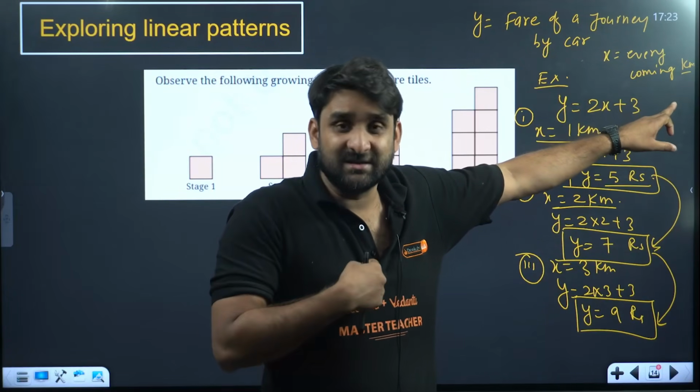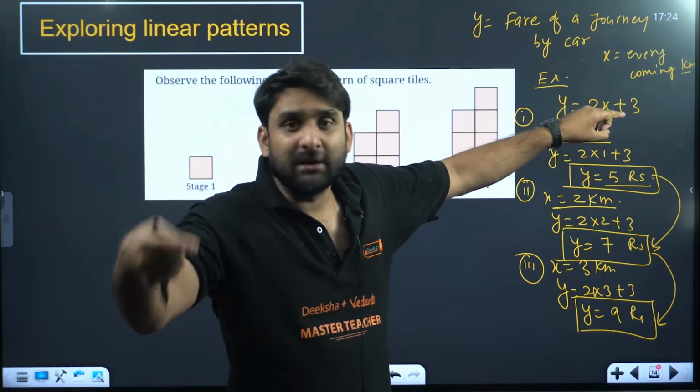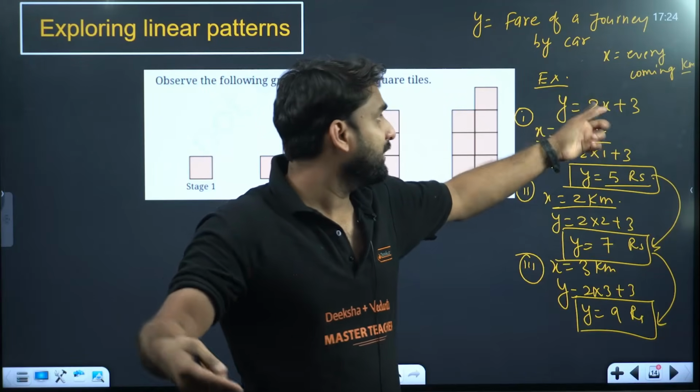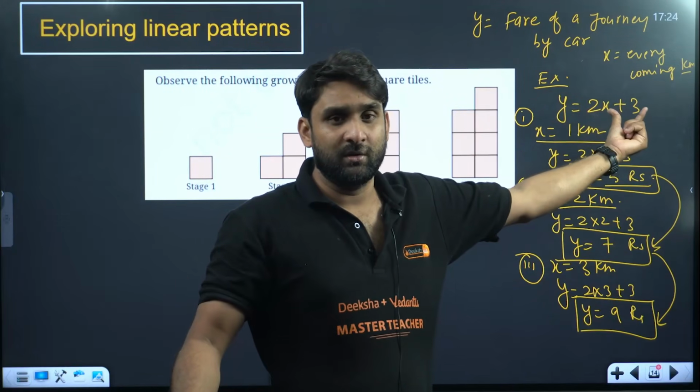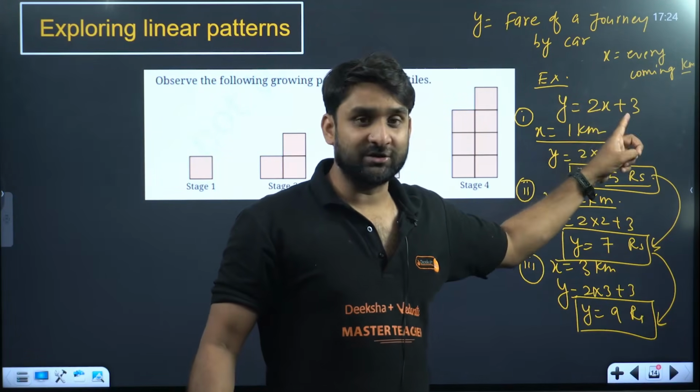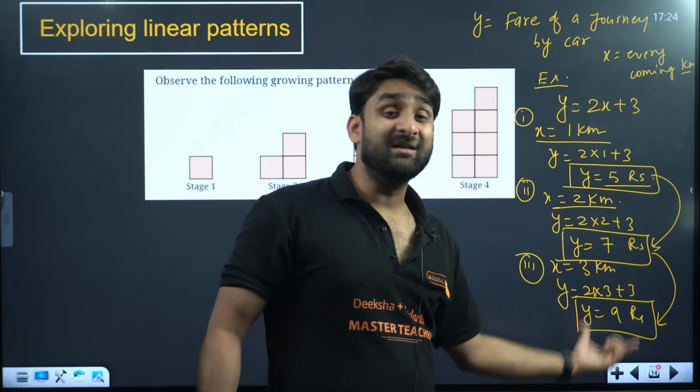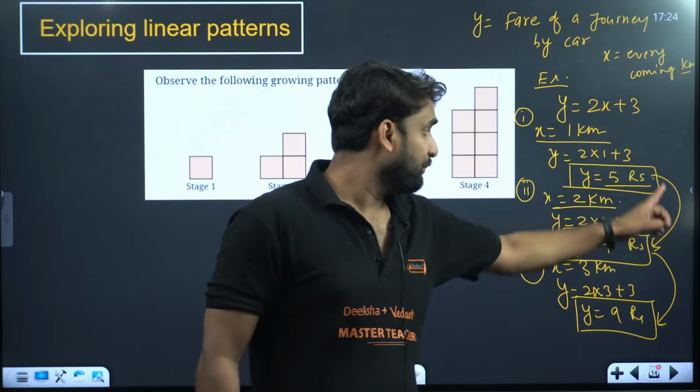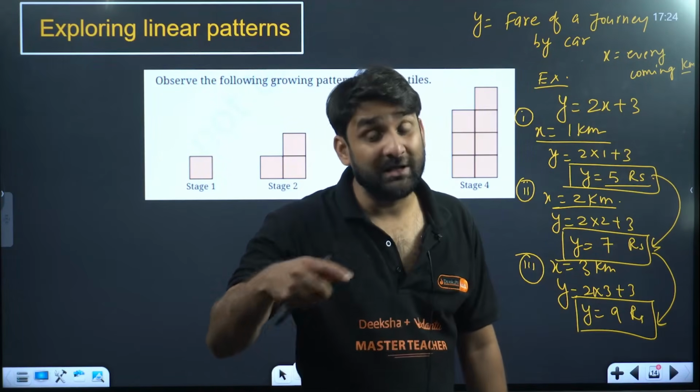He told me that for every coming kilometer, this equation will follow. You have to pay according to this equation. So the fare is increasing linearly: 5 rupees, 7 rupees, 9 rupees, and this is called a linear pattern.